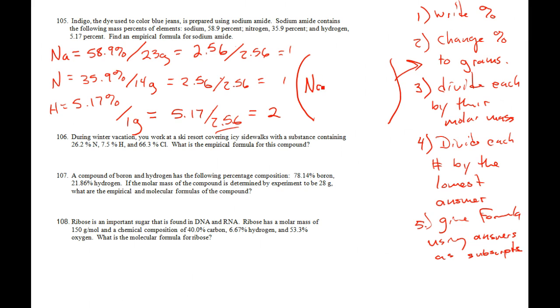I'm going to put it there. Na, and there's just 1, so I'm not going to write anything. N, it's 1, so I'm not going to put anything. And then H2, because there were 2 of those. That would be my answer for the empirical formula for sodium amide.